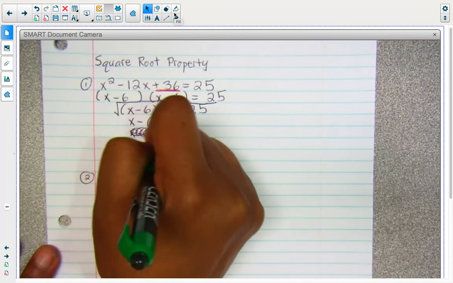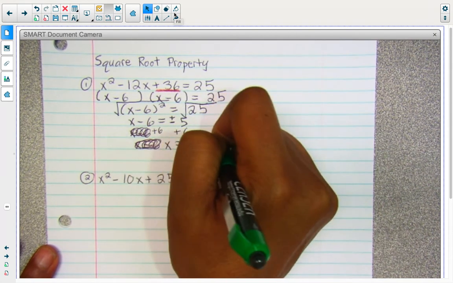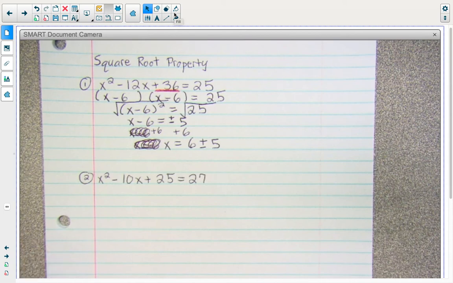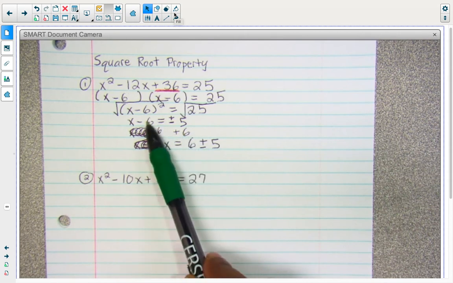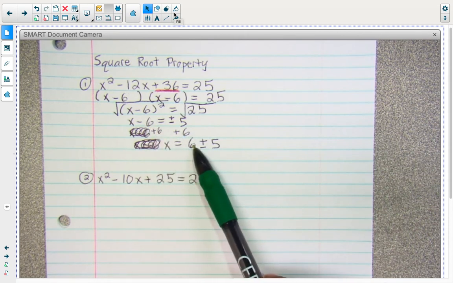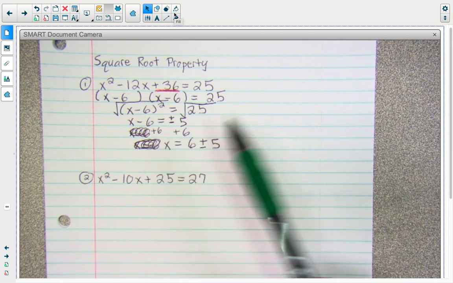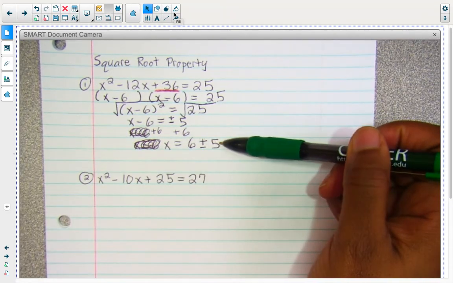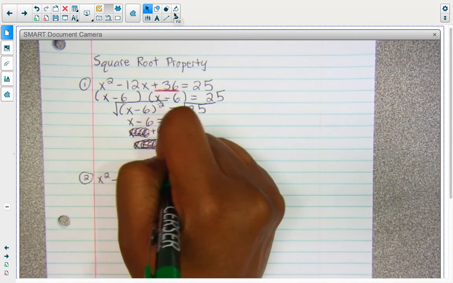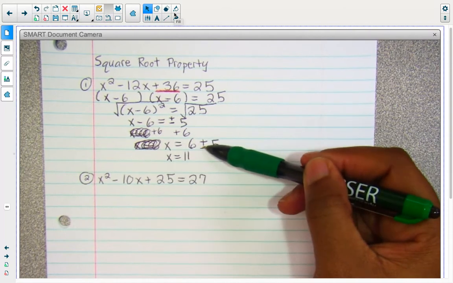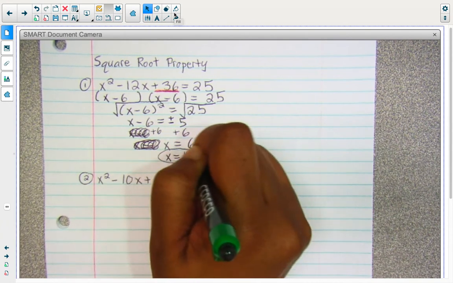So x equals 6 plus or minus 5. It was x minus 6. We added 6 to both sides so that I can get x by itself. So x is equal to 6 plus or minus 5. Now, don't leave it like this. I can break this up. So I can do 6 plus 5 and 6 minus 5. 6 plus 5 is going to give me 11. And 6 minus 5 is going to give me 1. So these are my 2 answers.